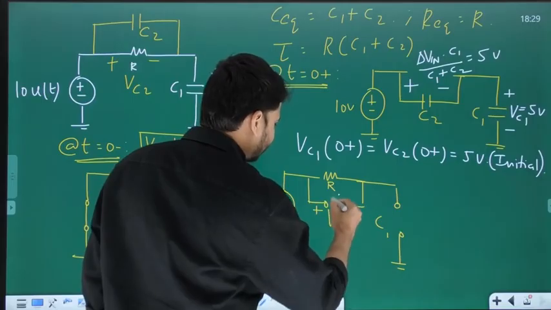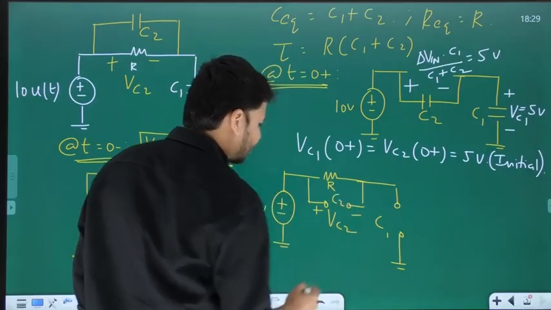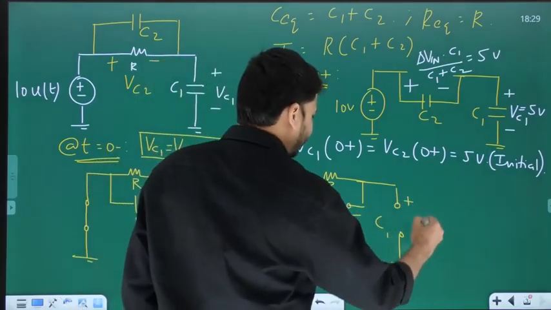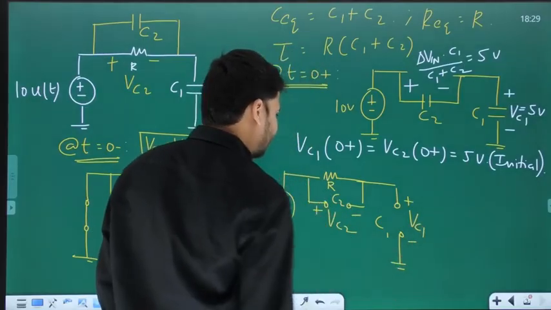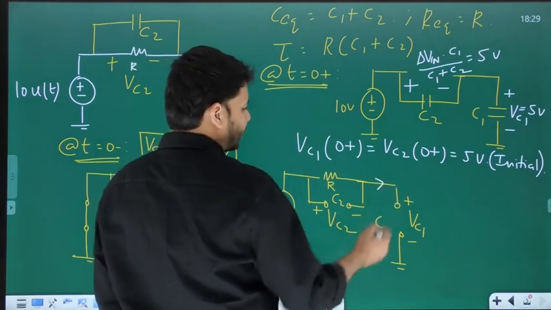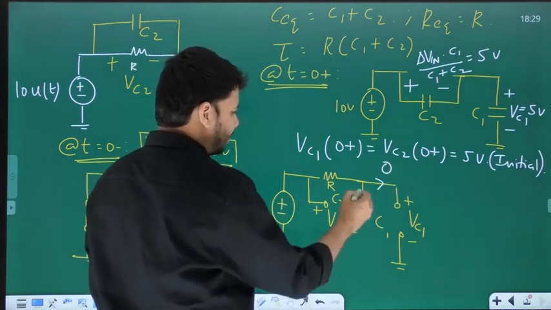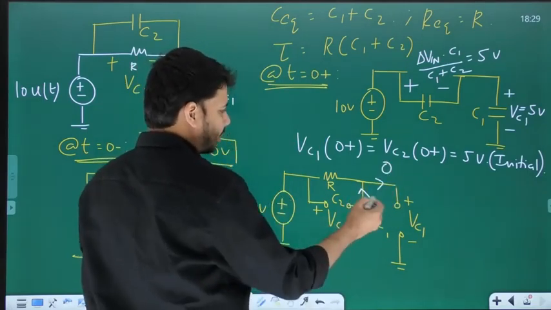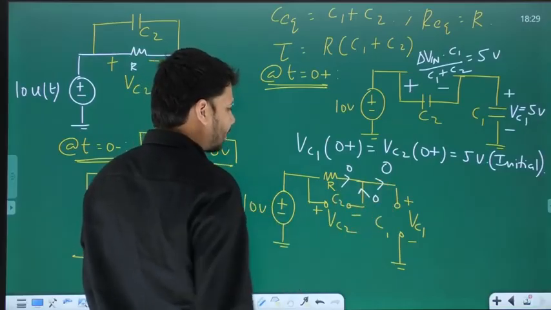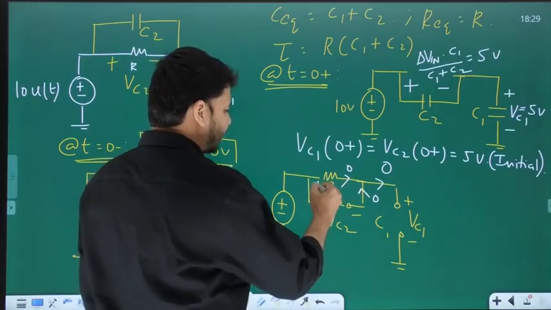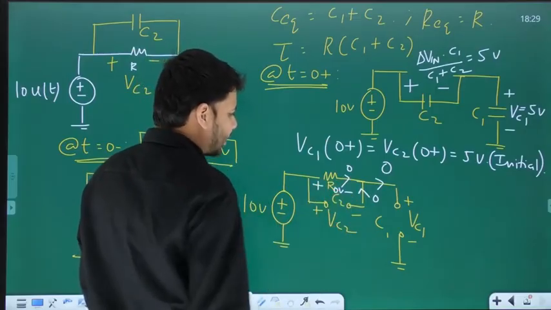So this one is C2, and this drop is VC2. And this one is C1, and this drop is VC1. So first of all, what is this current? Open circuit current is 0. What is this current? Again, open circuit current is 0. Because these two currents are 0, even the current through R is 0. Current through R 0 means the drop across R is also 0.